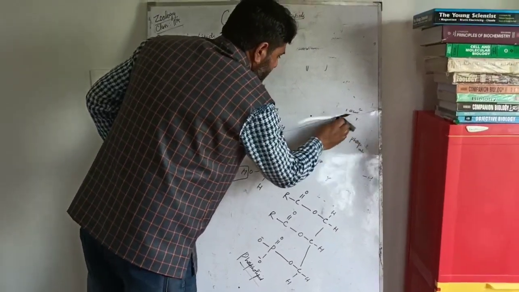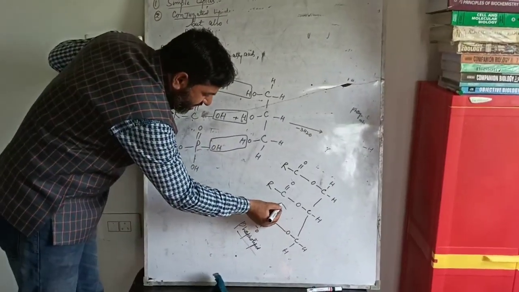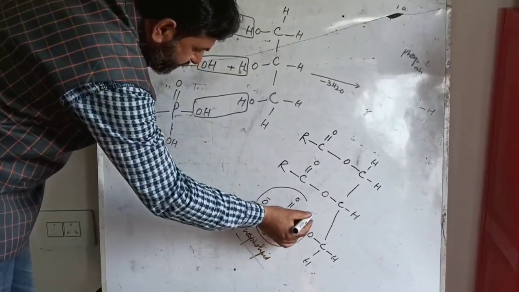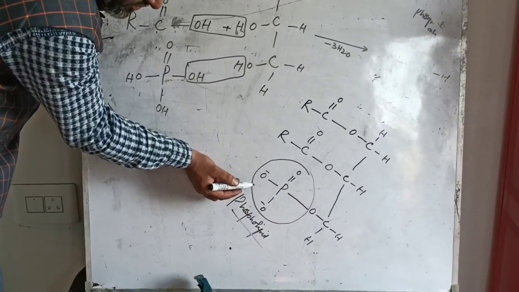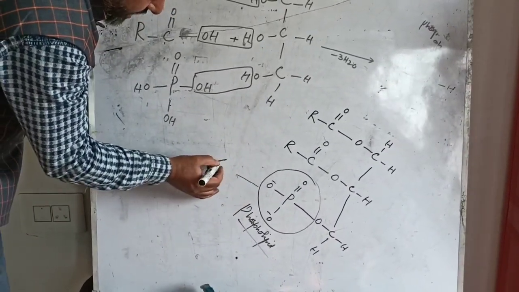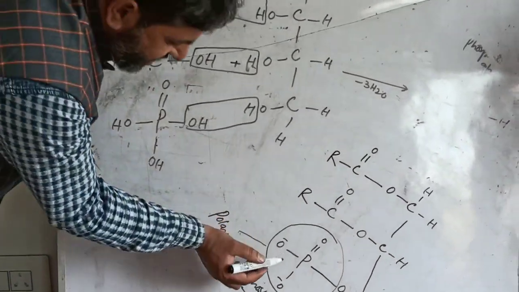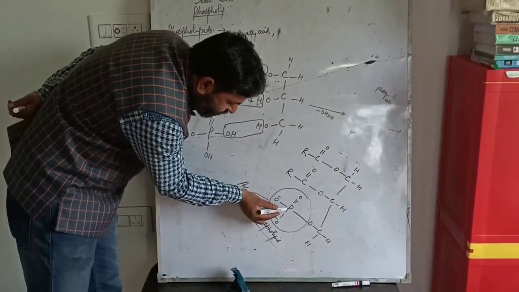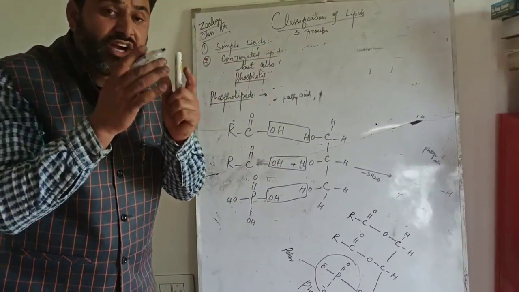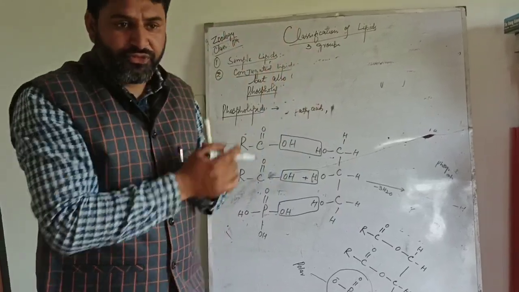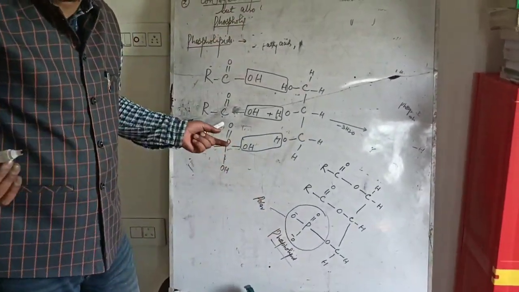Now this phospholipid molecule mainly consists of two parts. One is this phosphate group. This phosphate group is mainly polar. Why polar? Because there is a bond between phosphorus and oxygen. That means there is a bond between different electronegative atoms, a bond between heteroatoms. That is called polar.